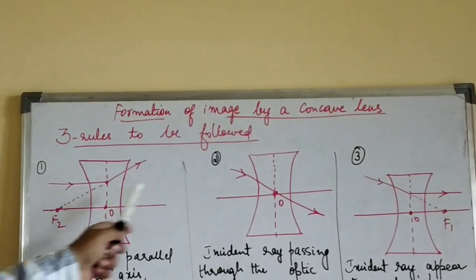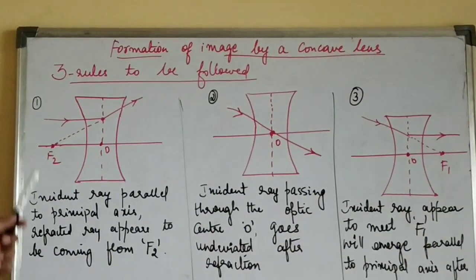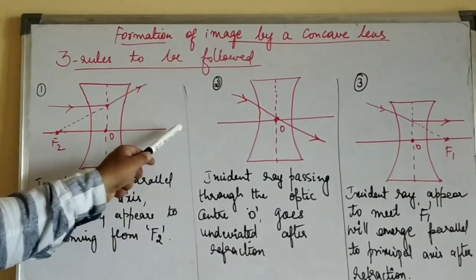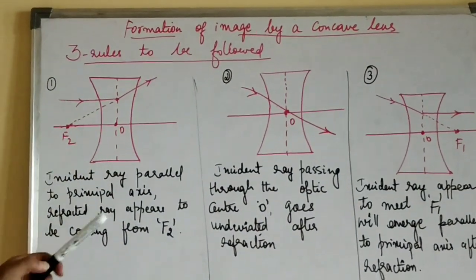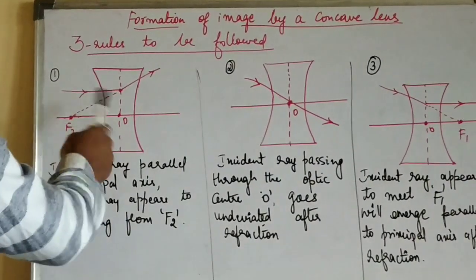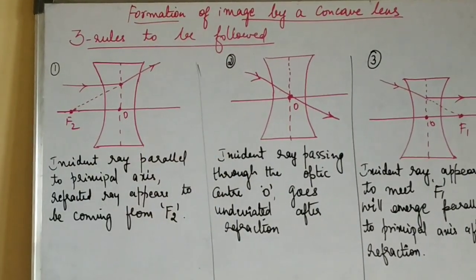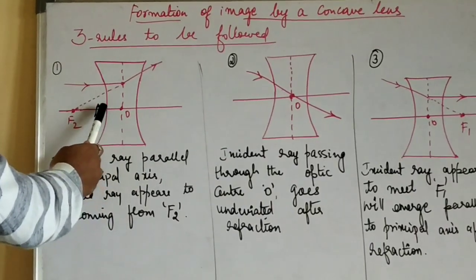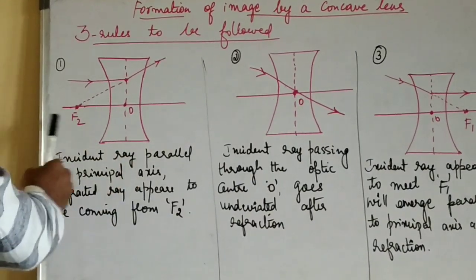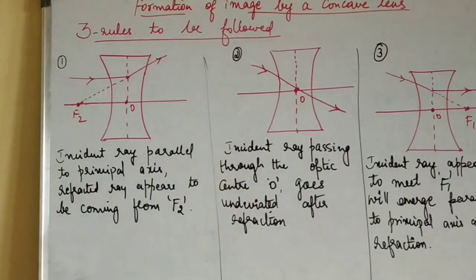Okay. Now these are the diagrams of the concave lens. You can see here, in the first rule, this is a concave lens. The middle line is the principal axis, and O is the optical center. Here I have drawn F2 towards the left. Why? Because in the concave lens, as per the convention I have taught, the focal length towards the left side is numbered as 2, whereas towards the right side I have numbered it as 1, as you have seen.